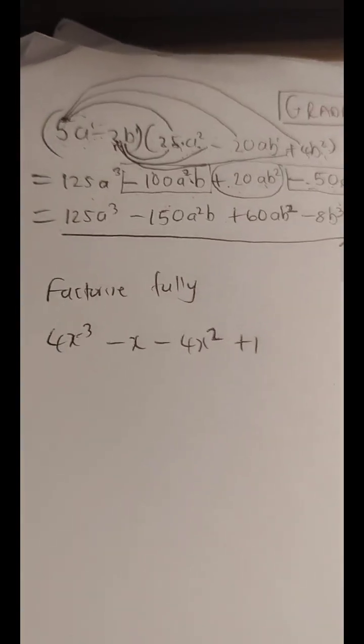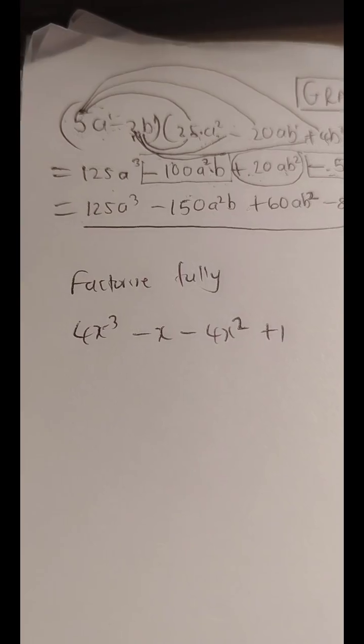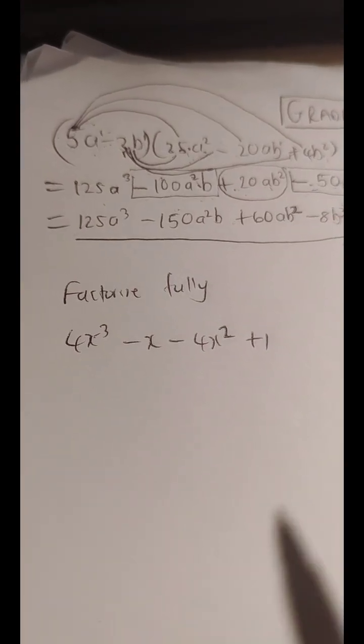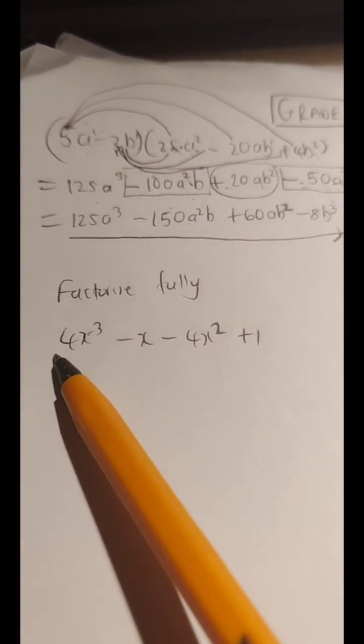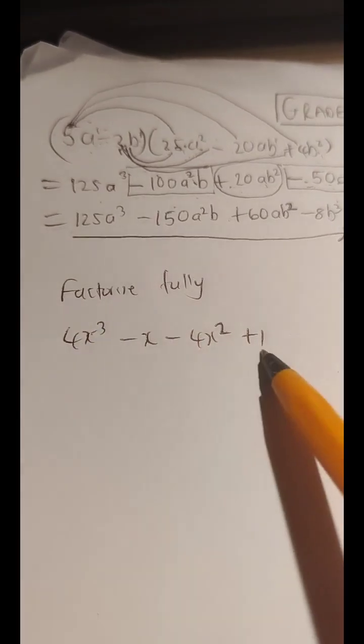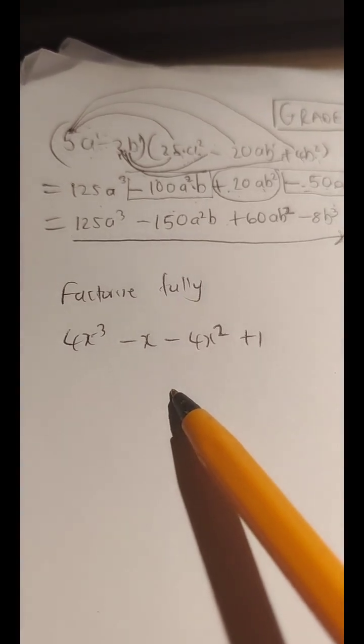So let's write the question. Factorize fully. What are we being asked to factorize fully? 4x cubed minus x minus 4x squared plus 1. So when we look at this particular question, we are like, okay, when we are factorizing, guys, what do we usually do when we are about to approach factorization? Those who have been in my live lessons for the longest time have been hearing me say the same thing over and over again when it comes to factorizing. And that is what?